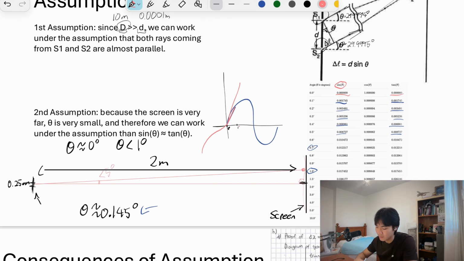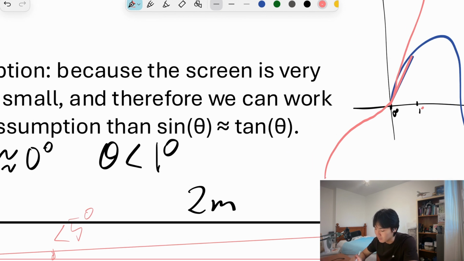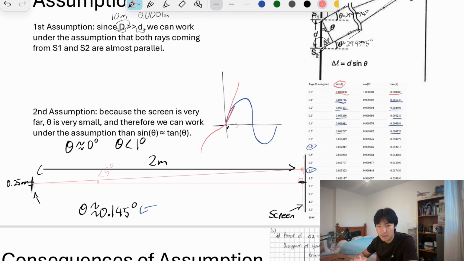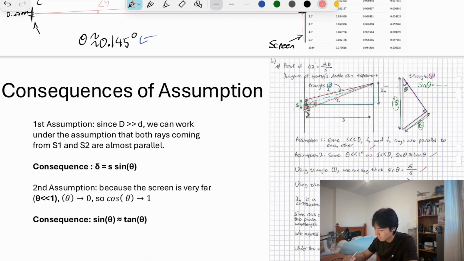And that's what we can say, because the screen is very far, theta is very small. Therefore, we can work under the assumption that sine is equal, or approximately equal, to tan. And this is going to give us a very useful result and consequences.